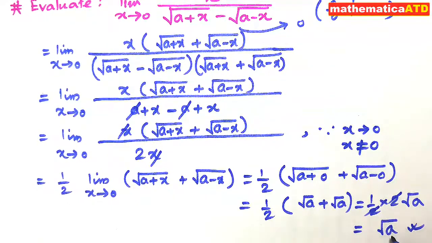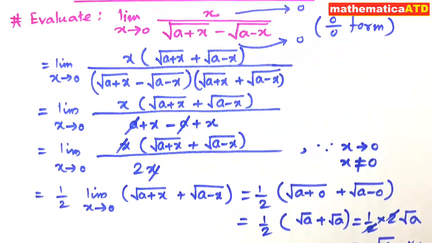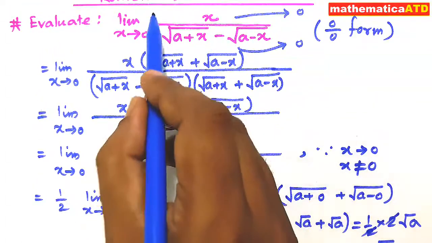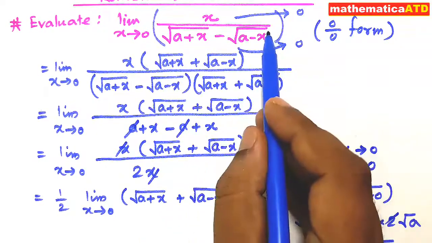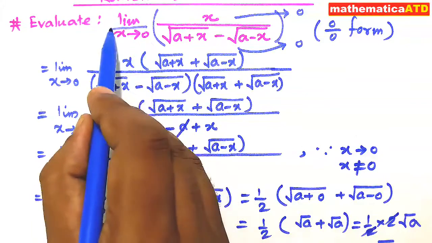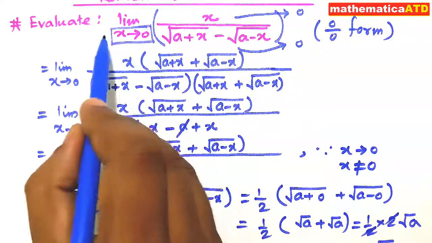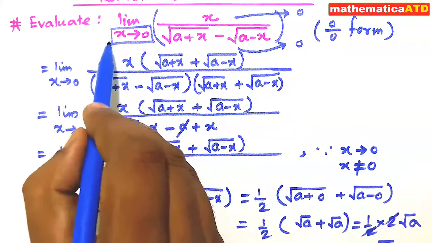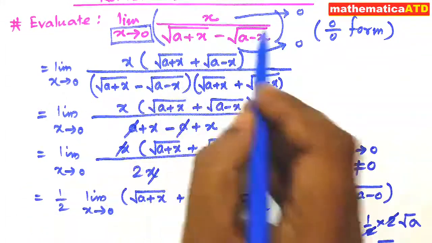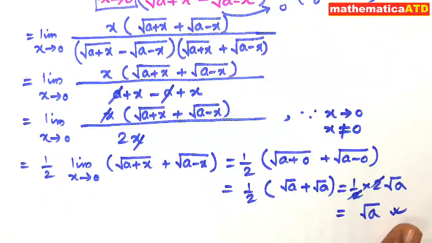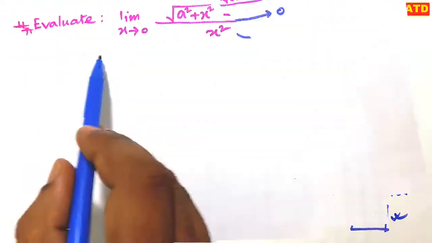What is root a? Root a means the limiting value of the given function, that is x divided by root over a plus x minus root over a minus x, when x is tending to 0. This is the condition. The limiting condition is x is tending to 0. At that moment this function is tending to root over a. So the limiting value is root a. We shall now see the next example.